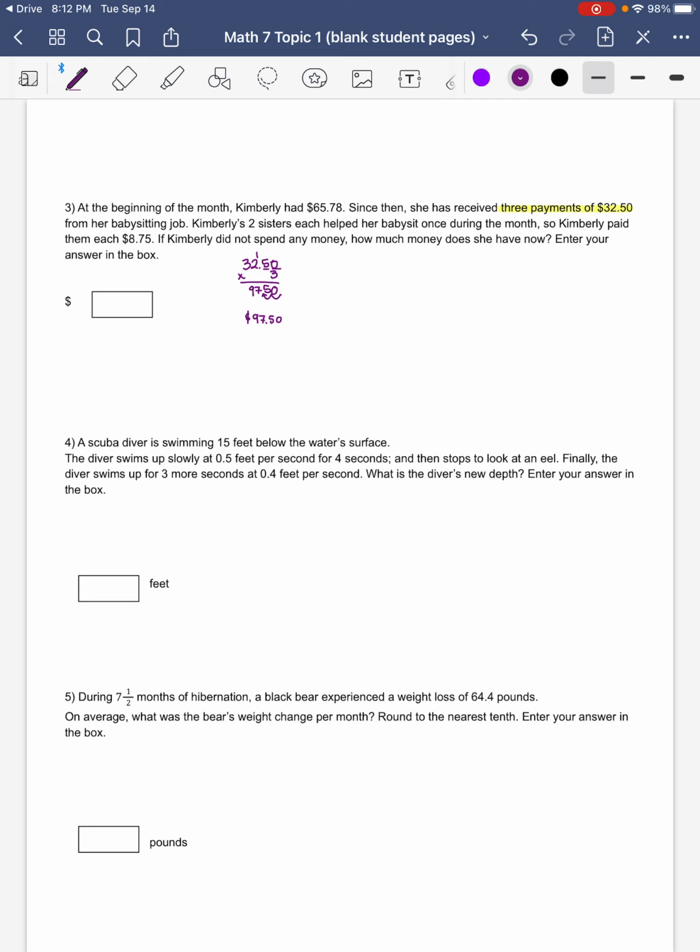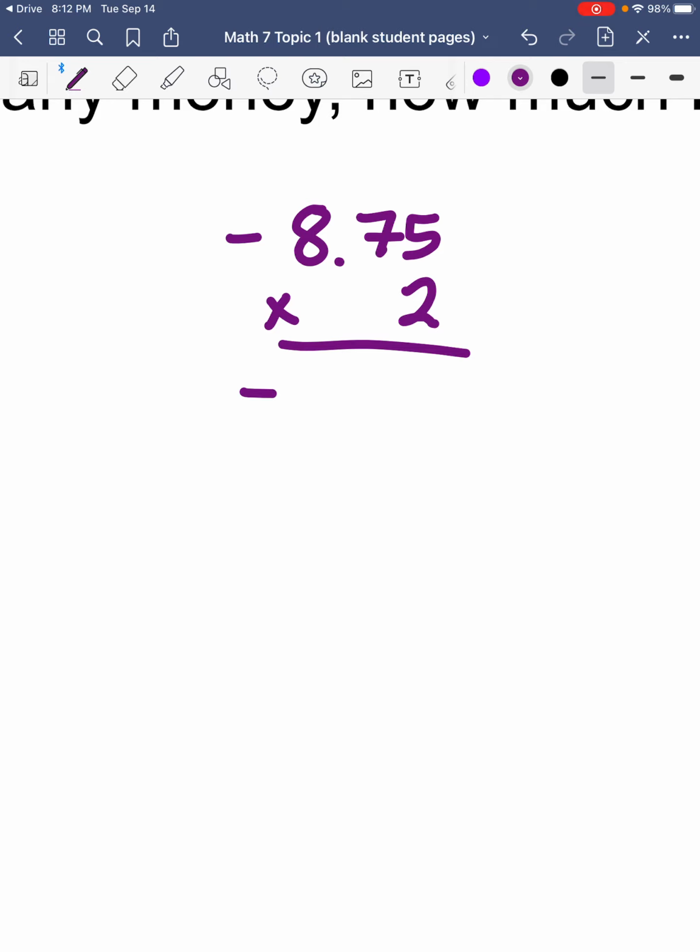Now, her 2 sisters helped her, and she paid them $8.75 each. So if she's paying them, that money's coming out of what she earned. So what kind of number is $8.75? That's right, it's negative. So we're going to take negative $8.75 and multiply that times her 2 sisters for helping her out. So I know here that my answer has to be negative, right? Because I have 2 different signs.